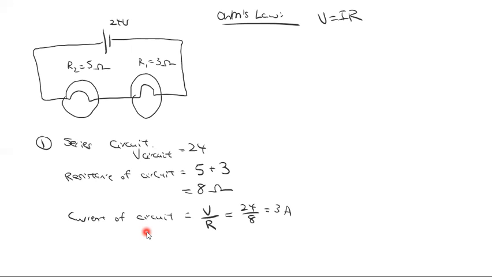So at this point, for the circuit we have a voltage of 24, a resistance of 8, and a current of 3 amps. Does that make sense? All right, then. We'll go and do a simple example in parallel. Let's again say that this is 24 volts, and to make the numbers nicer, let's make this 4 ohms and 6 ohms.